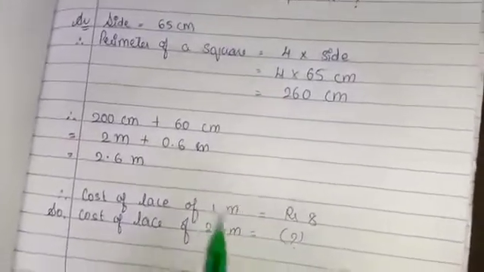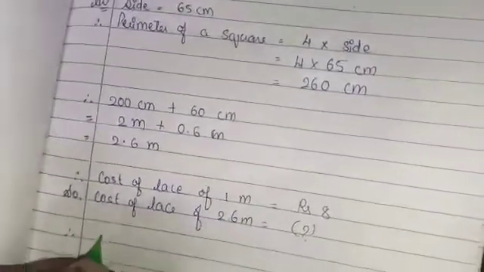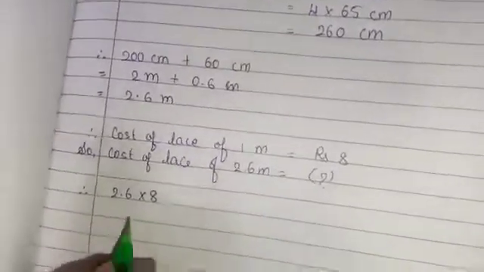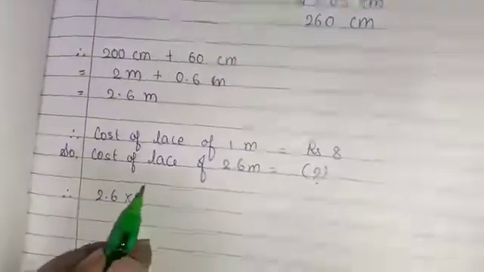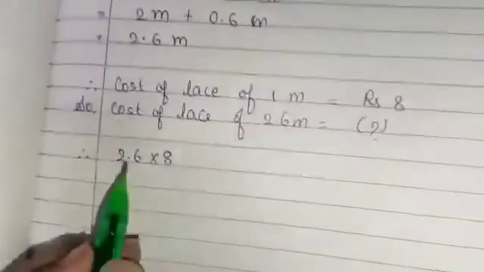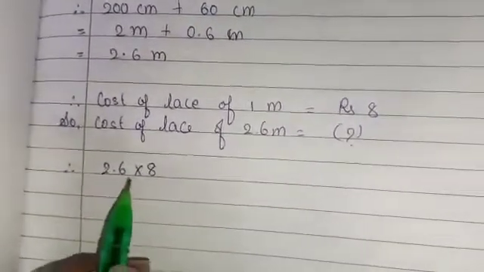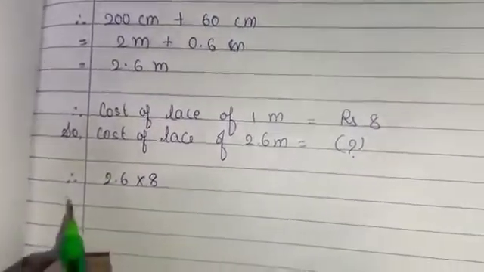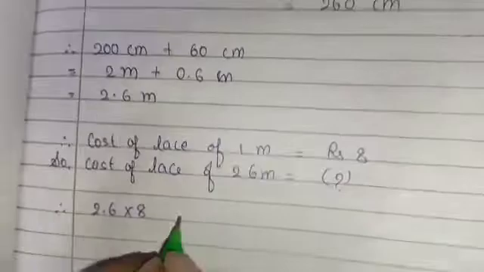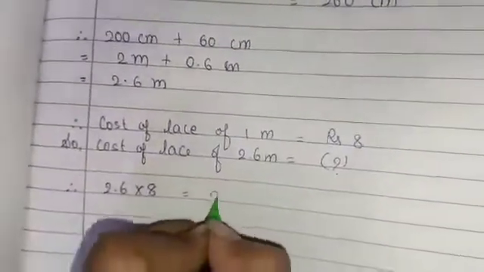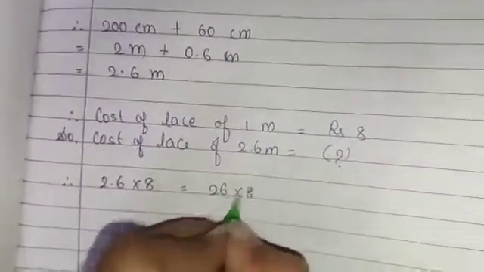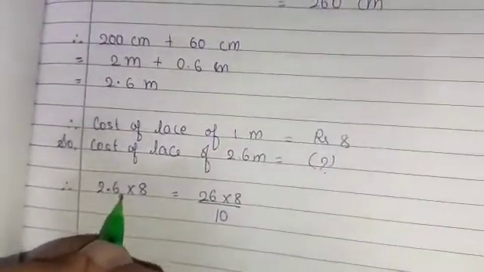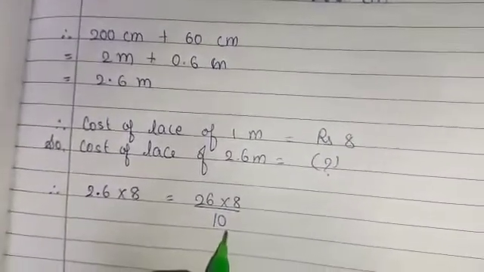So we will do cross multiplication. Therefore 2.6 multiplied by 8. Now if you want to multiply directly, you can multiply directly, or if you want to remove the decimal first, you can remove that also. So how to remove the decimal? Here 26 multiplied by 8 upon 10. Why 10? Because after the decimal one digit is there, so we also put one zero.